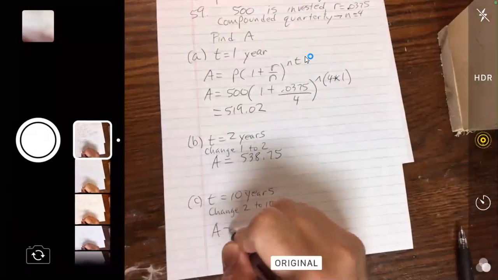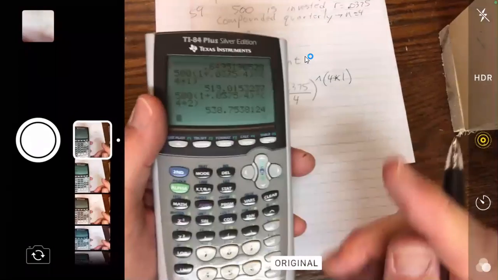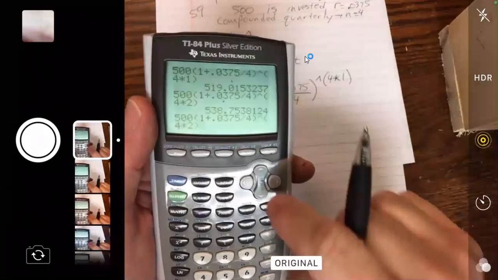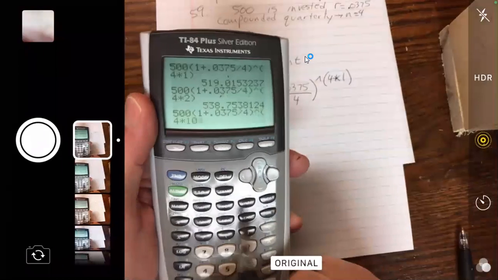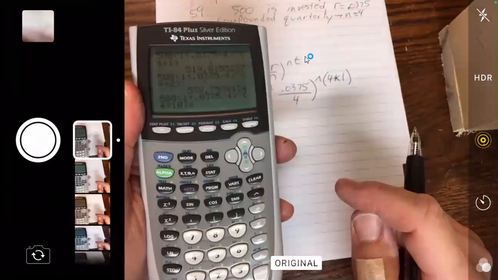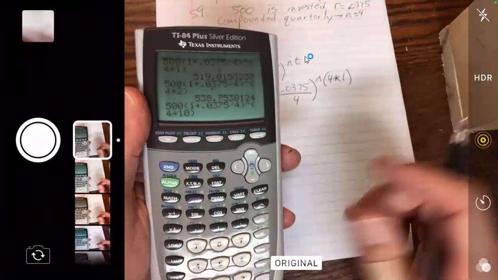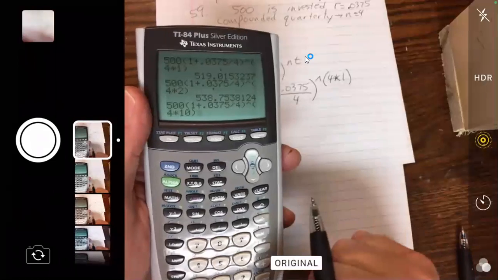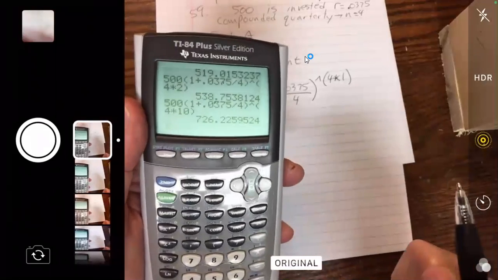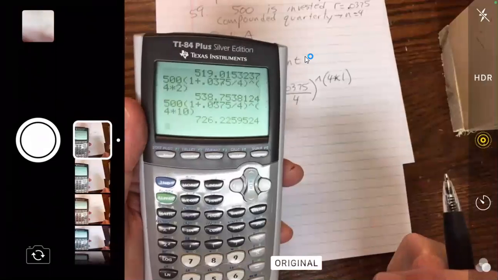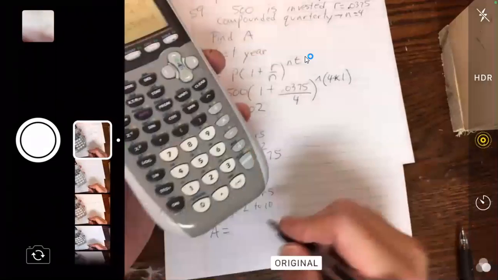And change it to 10 years. And close parentheses. So in effect, I've got a 40th power. Up to 726.23, we'll call it.